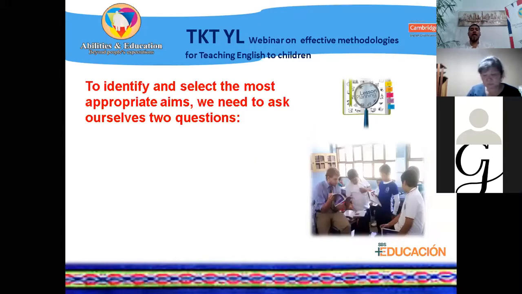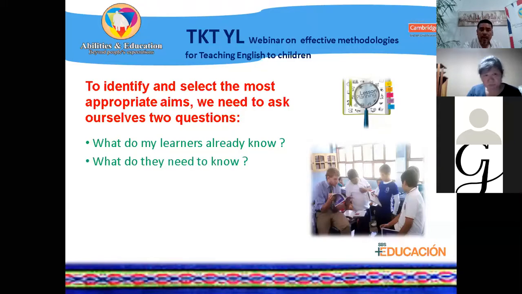And to identify and select the most appropriate aims, we the teachers need to ask ourselves two questions. All right, so take notes right now, do not forget, this is very important. If you want to identify and select the most appropriate aims for your classes, you need to ask yourself two questions. Number one, what do your learners already know? That's the first thing. And the second is, what do they need to know?